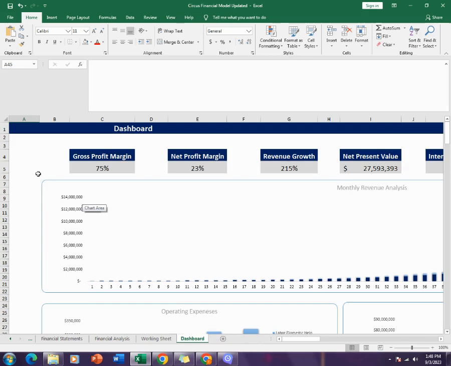Then comes the dashboard. The dashboard includes all the main KPIs of the company, as well as the graphical context of all the information of the company, which can be used in making financial decisions to have a better understanding and better financial decisions in less time, as fast as possible. And that's the end of the video.